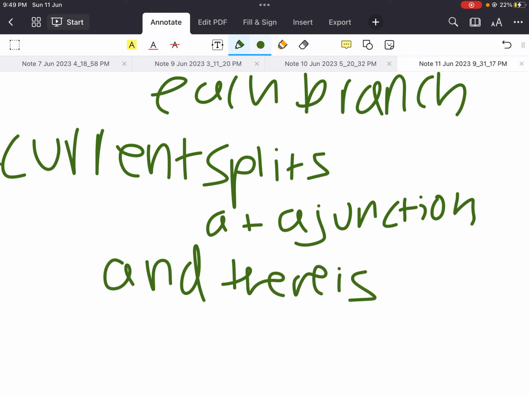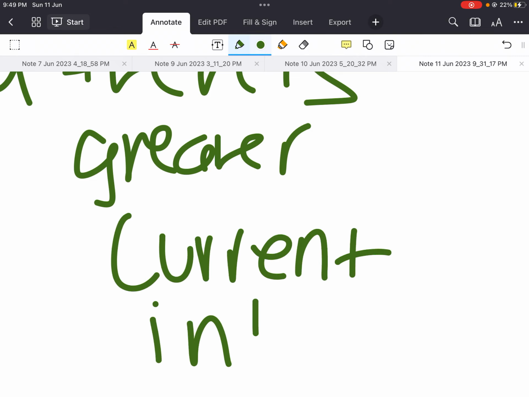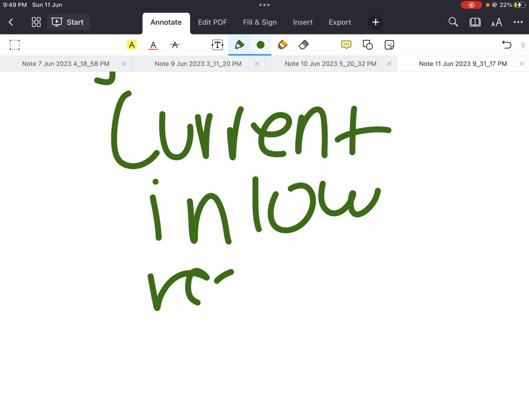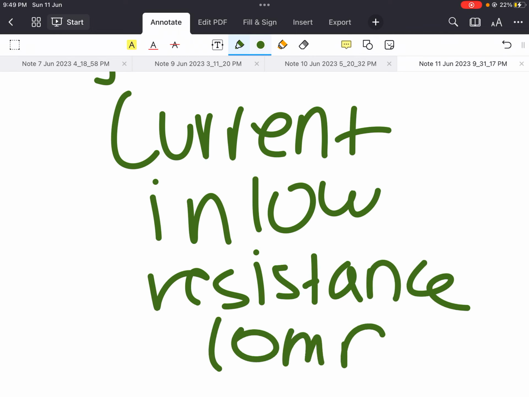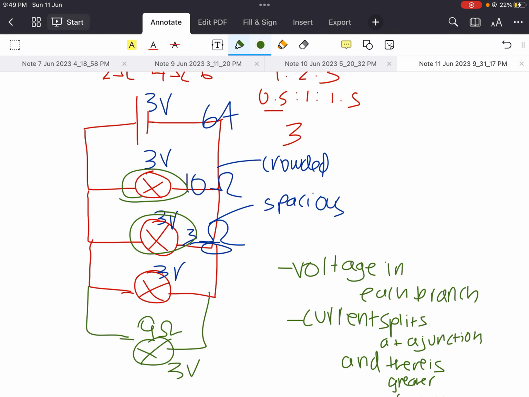There is greater current in low resistance components. So it's splitting at the junction, and more current will flow through the low resistance filament bulbs, and less current will flow through the high resistance filament bulbs.